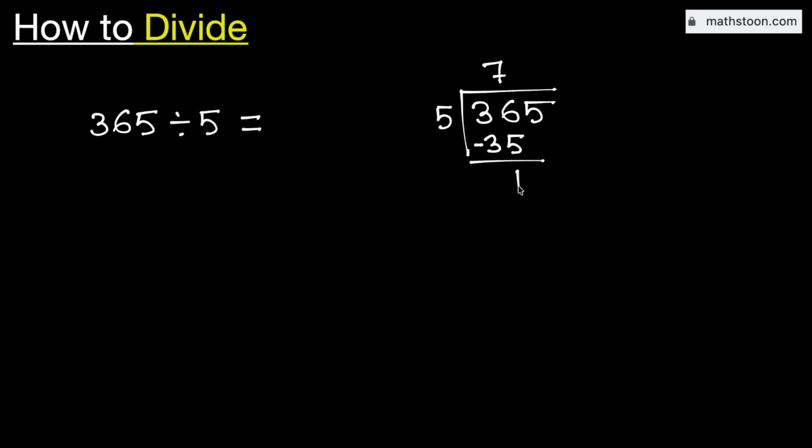Subtract, we get 1. Now 1 is less than 5. That is why we will bring down this number 5 here. And we know that 5 times 3 is 15. Subtract, we get 0. As we have no number to bring down here and got the number 0, so we will stop. Therefore, 365 divided by 5 is equal to 73. And this is our final answer.